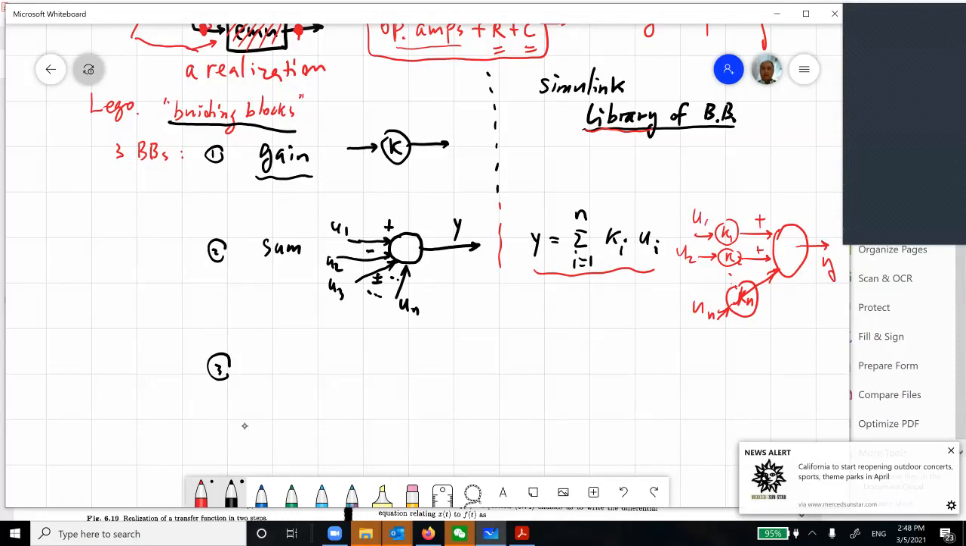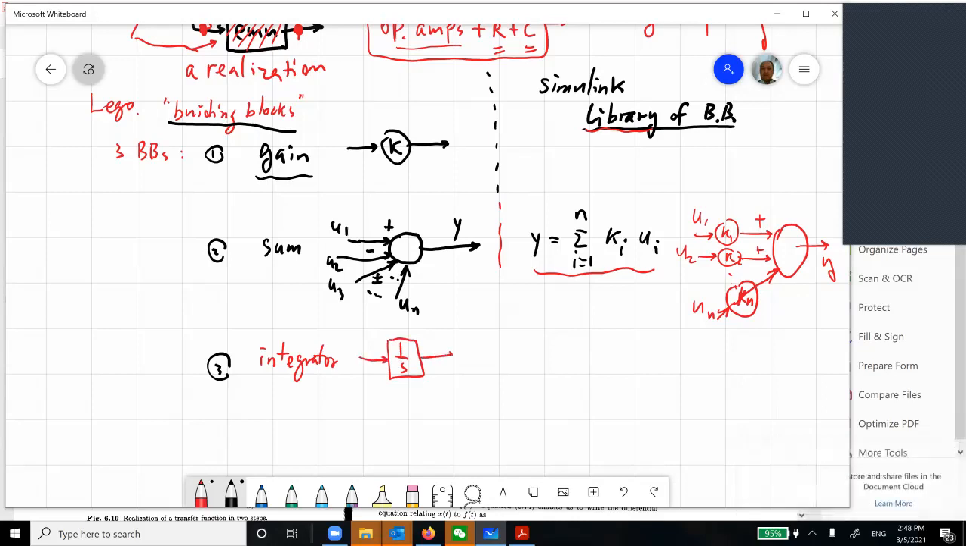So the next one, a more important one, is called the integrator. It's called 1/s in here. So with input u and output y, y equals the integral from 0 to t of u(tau) d tau. So this is y(t). All right. So we have 3 different building blocks in here.